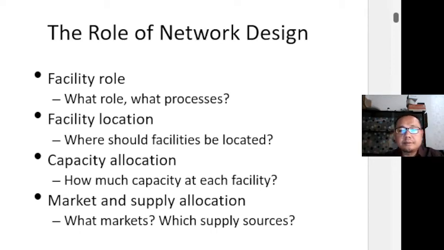The supply chain network design decisions include the assignment of facility roles, location of manufacturing, storage or transportation related facilities, and allocation of capacity and market to each facility. The supply chain network design decisions are classified as you can see from here: the facility role, what role should each facility play, what processes are performed at each facility. Then facility location, where should facilities be located? Then capacity allocation, how much capacity should be allocated to each facility? Market and supply allocation, what market should each facility serve? Which supply source should feed each facility?